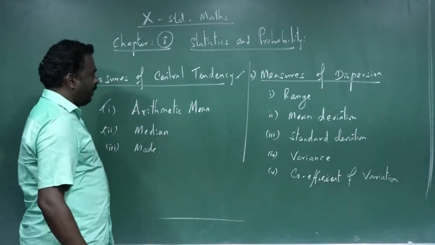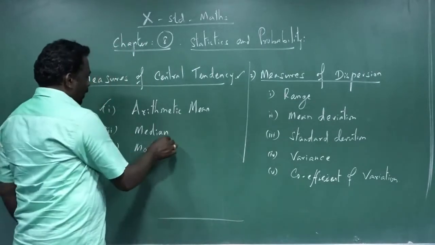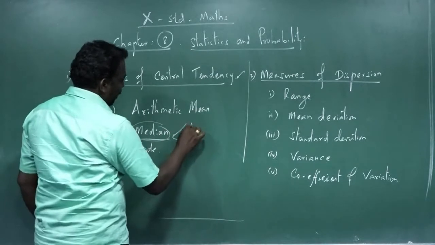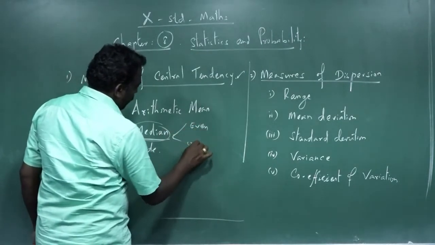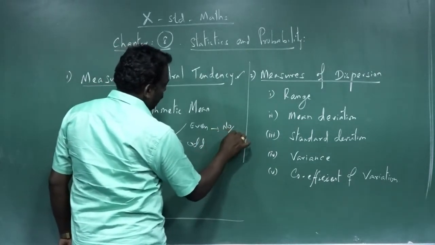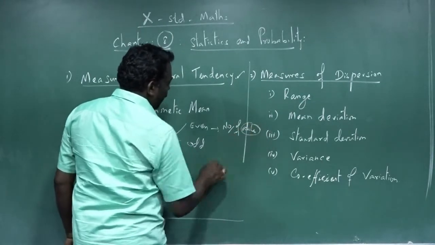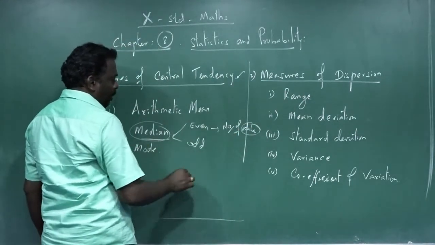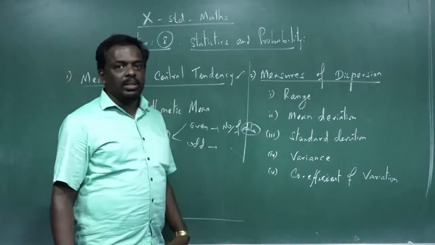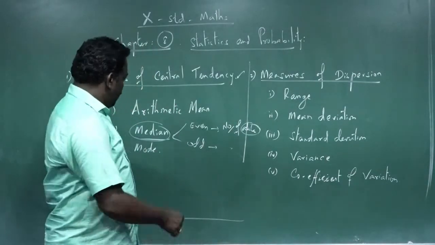Median is also one of the central tendencies, and it is also the centralmost value. It depends upon whether the number of data is even or odd. If the number of data is even, we can apply one formula. If the number of data is odd, we can apply another formula to find the median. Median is also a middlemost value. The details we will discuss later.